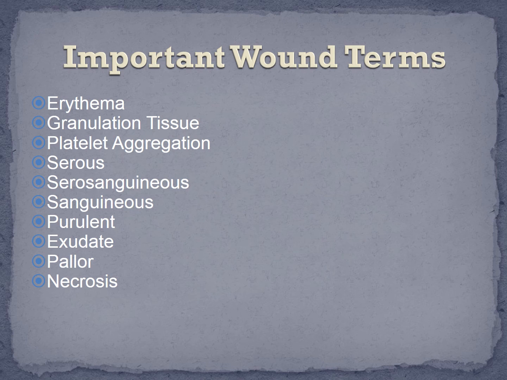Erythema is redness. Granulation tissue is red, healthy tissue. Platelet aggregation is clotting. Serous is that yellowish fluid. Serosanguinous is that pinkish color. Sanguinous is red. Purulent is pus-filled fluid. Exudate is just drainage. Necrosis is black, dead tissue.